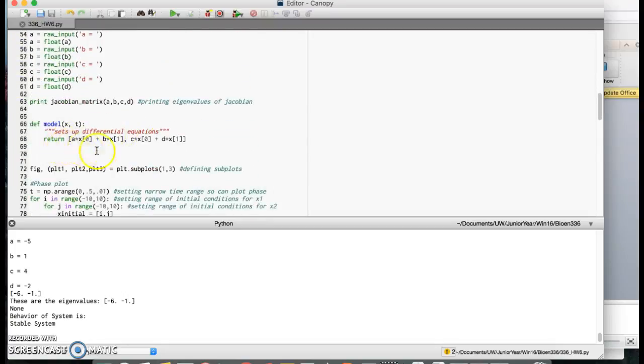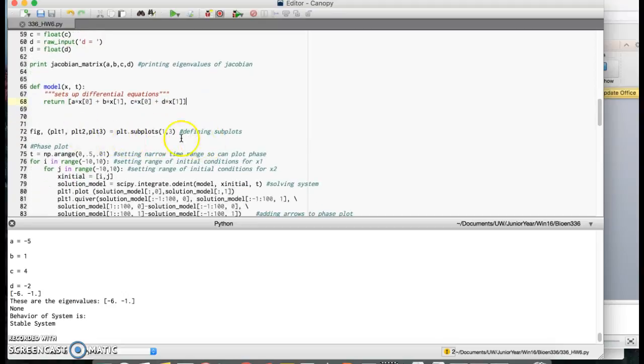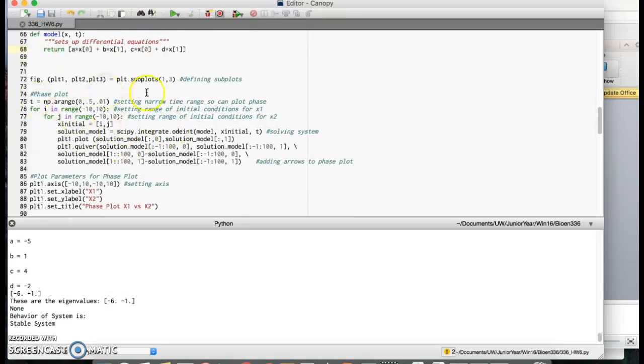So then here I set up the differential equations. I have my differential equation for x1 and my differential equation for dx2 over dt. This command here is just defining my subplots for the system. And so here's the code that defines the phase plot. So first I set a very narrow time range so we can do our phase plot. Then I set up the initial conditions for x1 here and x2 here. And I'm just trying to get a range because the phase plot will show you the range of initial conditions.